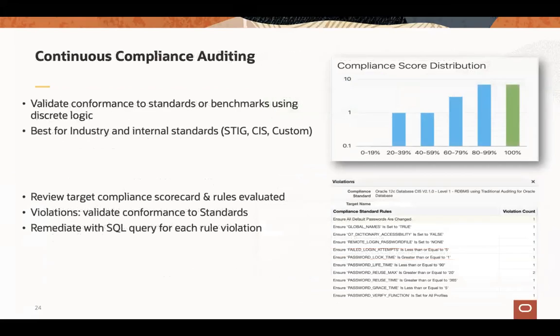In Enterprise Manager, once the compliance check is initiated, it is a continuous process that runs every 24 hours or at your desired schedule. Enterprise Manager provides you the ability to validate conformance of multiple target types within one compliance framework, or you can create a framework consisting of various standards. You can drill down to look at the target-specific compliance score and analyze the results. If there are violations, you can remediate using the SQL query provided for each rule.